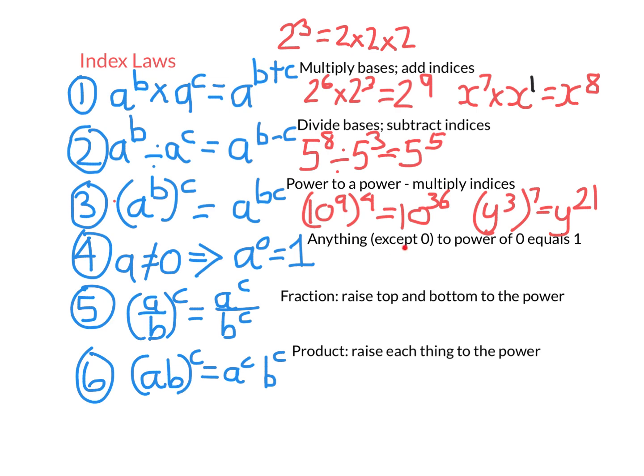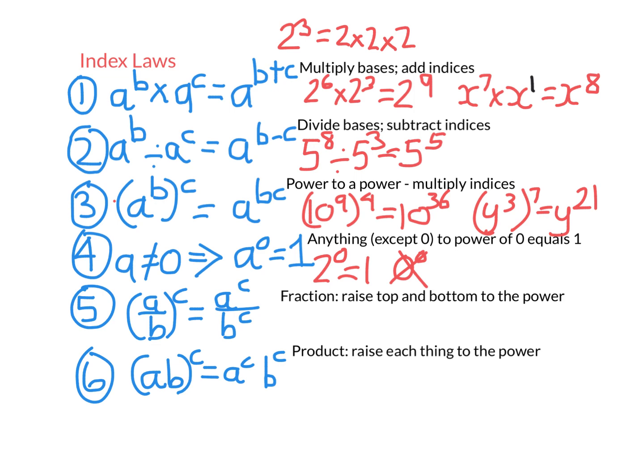Index law 4 says anything except 0 to the power of 0 equals 1. So 2 to the power of 0 equals 1. 3 to the power of 0 equals 1. 100 to the power of 0 equals 1. 0 to the power of 0, however, is undefined. You can't do it. If you were to put it on a calculator, you would get an error. But anything else to the power of 0 is 1. Negative 5 to the power of 0 is 1. 2.72 to the power of 0 is equal to 1.